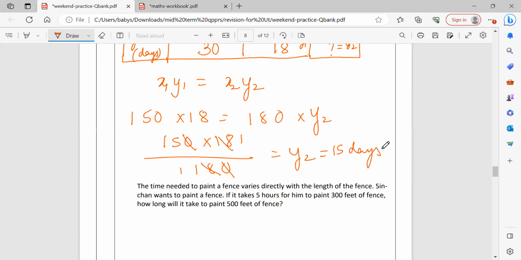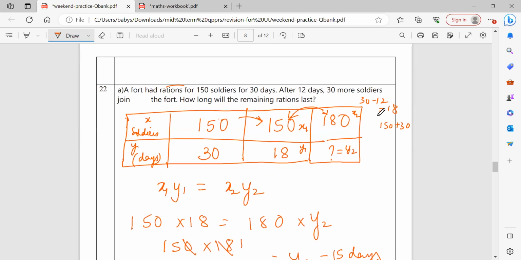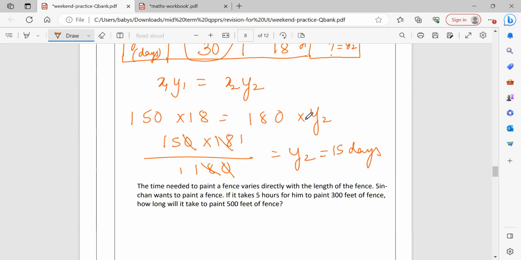The food which had to last for 18 days will only last for 15 days with the addition of 30 more soldiers. So from 150, it is becoming 180. And that happens when? After 12 days. So we have to analyze this portion, these two places, because this is the scenario after 12 days. In the beginning, everything was good. But when we're comparing, we have to see on the same level. After 12 days, what happens? For these kinds of sums, you have to analyze in this manner.